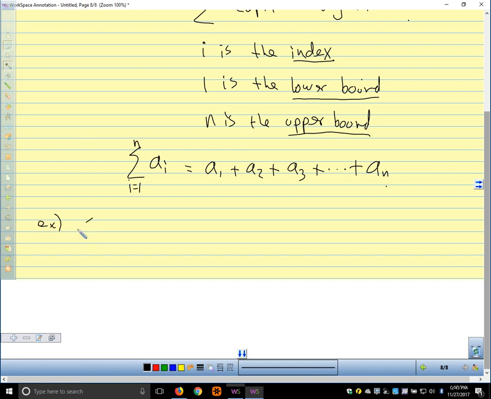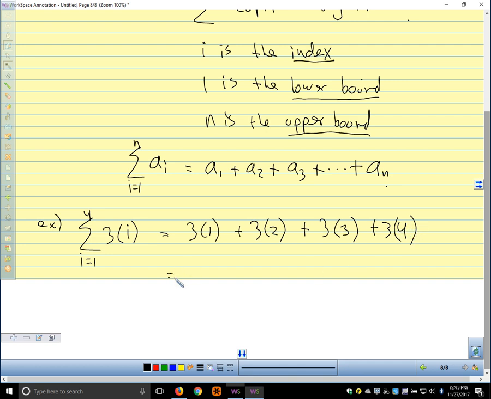So for example, the sum for i equals 1 to 4 of 3 times i. This is just telling us to do 3 times 1 plus 3 times 2 plus 3 times 3 plus 3 times 4. This is our formula for a sub n. And this is telling us to add these 4 terms together. So this is 3 plus 6 plus 9 plus 12, which is 30.